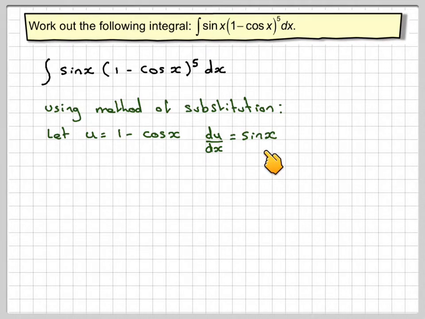So if you think about it, when you differentiate sine, you get cos. When you differentiate cos, you get minus sine. When you differentiate minus sine, you get minus cos. And when you differentiate minus cos, you get back to sine. So this is plus sine x.